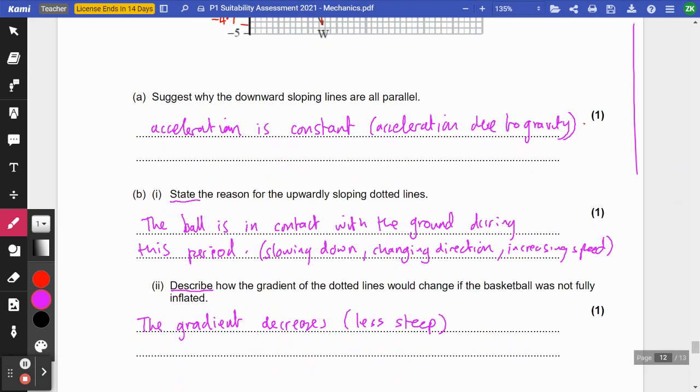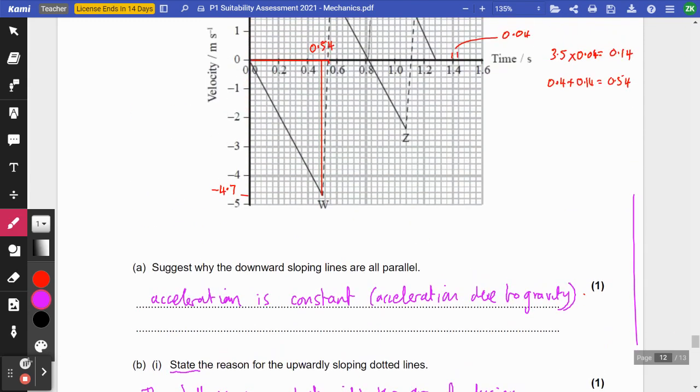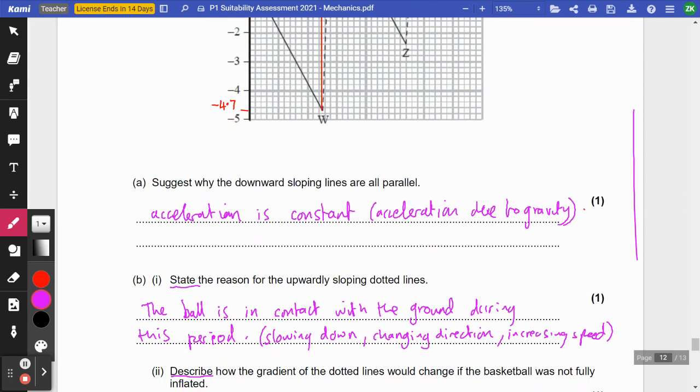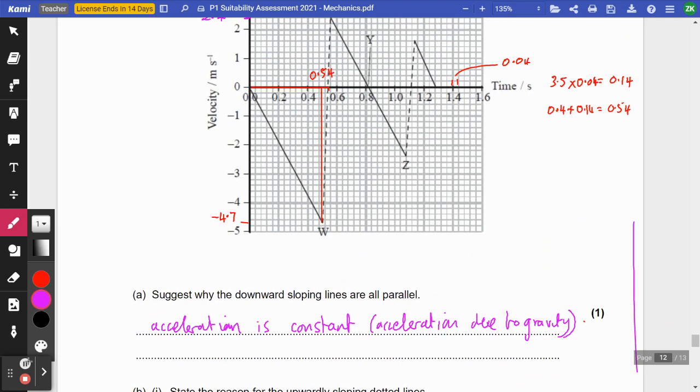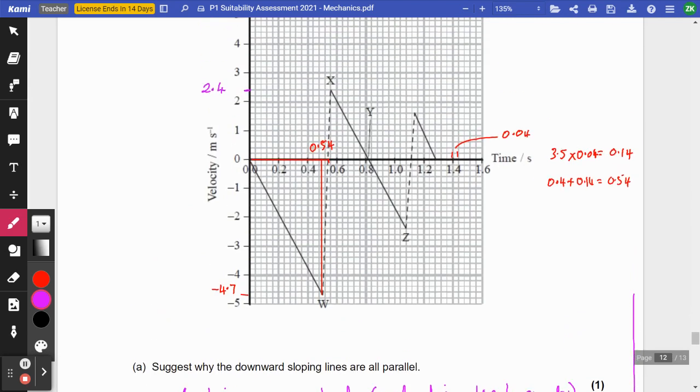Right, state the reason for the upward sloping dotted lines. So it says state, a statement to tell us what's going on in this section here. Why is there a dotted line here? What does it signify?